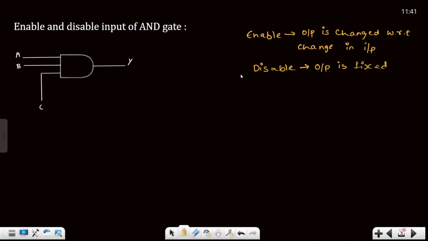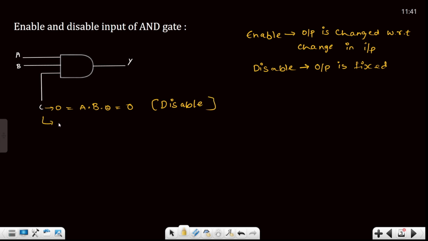So let us understand what is the enable and disable input of AND gate. These two are the input variables, and this is the control input that we are having here. First let us take C equal to 0. If I am taking C equal to 0, A into B into C equal to 0. Even if I change any of the inputs, my output will be 0. So 0 is the disable input for AND gate.